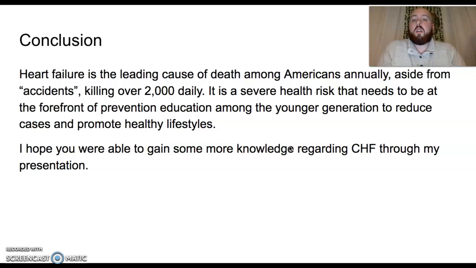Now, in conclusion, heart failure is the leading cause of death among Americans annually, aside from general accidents, killing over 2,000 a day. It is a severe health risk that needs to be at the forefront of prevention among the younger generation to reduce cases and promote healthy lifestyles.